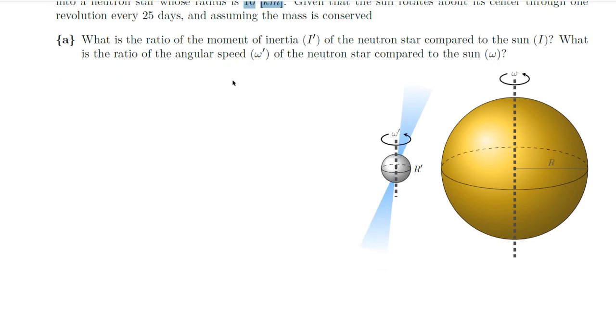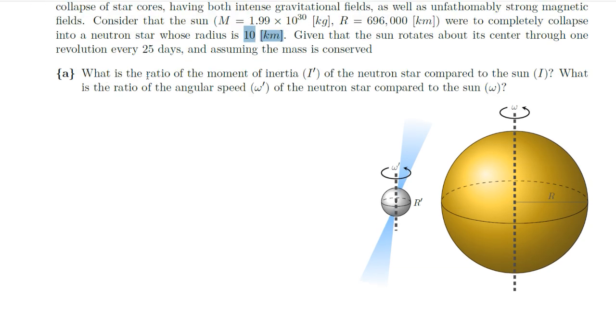So the first question I want to know is, what is the ratio of the moment of inertia of the neutron star, moment of inertia I prime, compared to the sun's moment of inertia, call it I? We're going to find a ratio between those, and then we're also going to find out how the angular speed of one compares to the other.